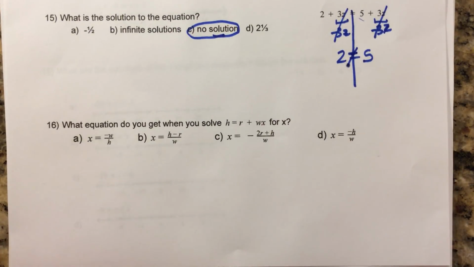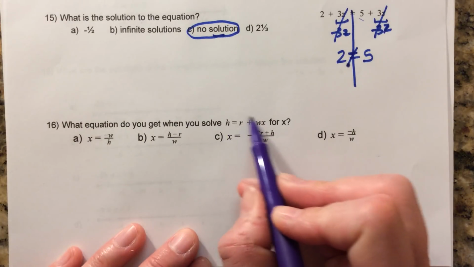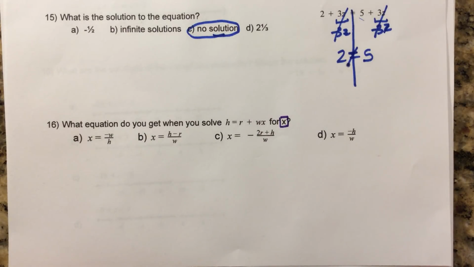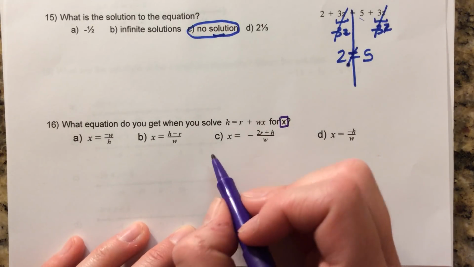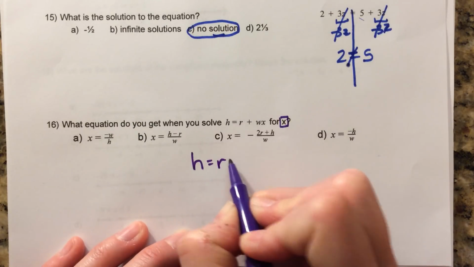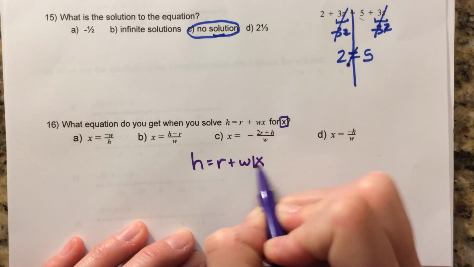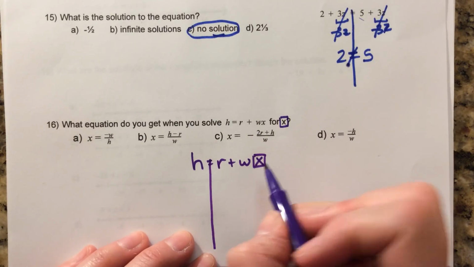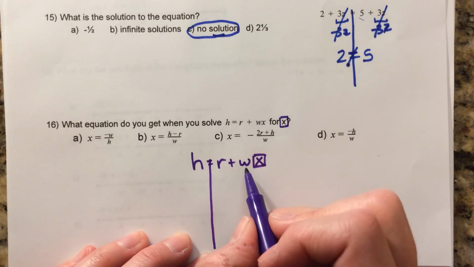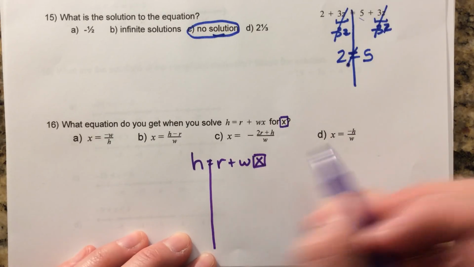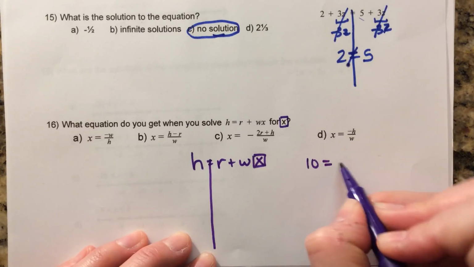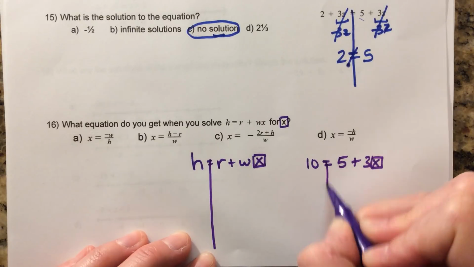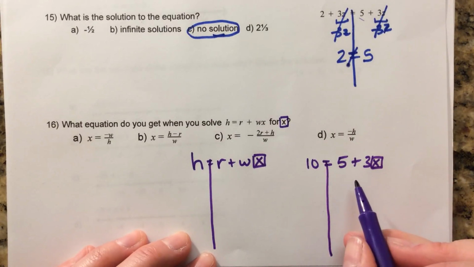All right, on number 16, we're asked to solve this equation for just x. We want to get the x by itself and isolate it. This is called a literal equation, where it just has the variables in it. So I'm going to copy it down. H equals r plus w times x. I'm going to put a box around the x to remind myself that that is the variable that I'm trying to get by itself. Now, sometimes a good strategy for this is to change everything into numbers except for that x. So if I were to change this to, let's say, 10 equals 5 plus 3x, if the equation looked like this, I bet you would know exactly what to do.